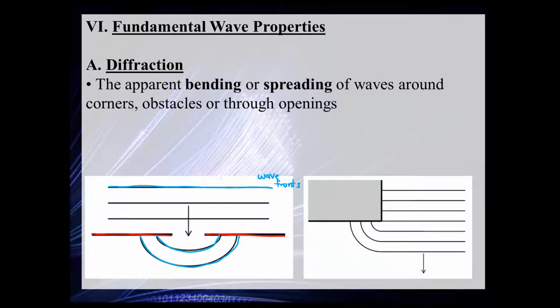Similar thing would happen if you had a wavefront that approaches, instead of going through an opening, a corner or a sharp edge. And again, I can see as the wavefront approaches that sharp edge, part of it starts to again curve or bend.